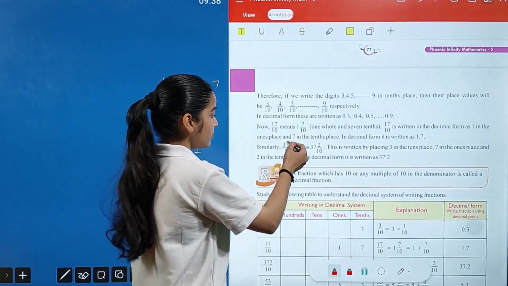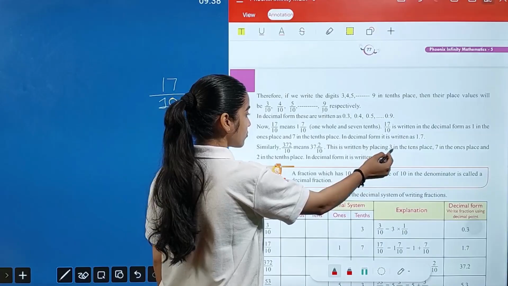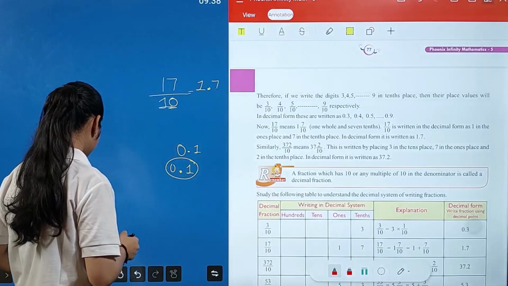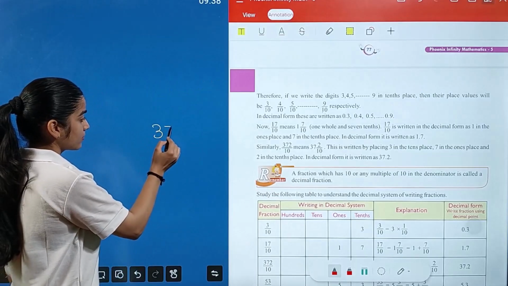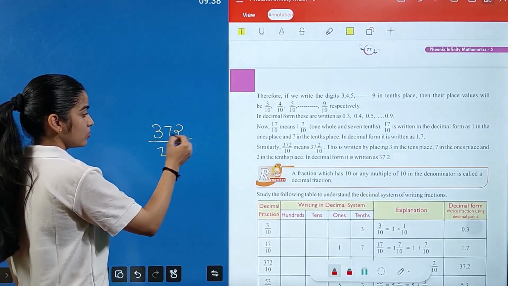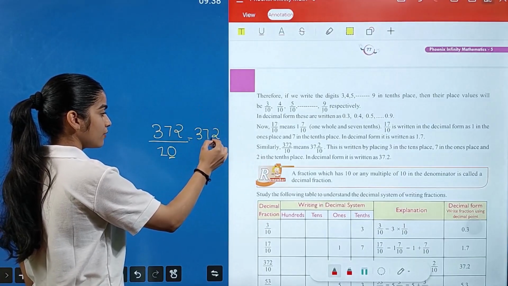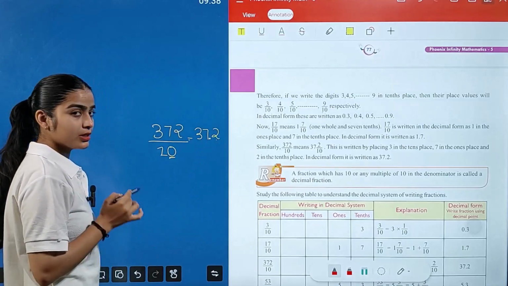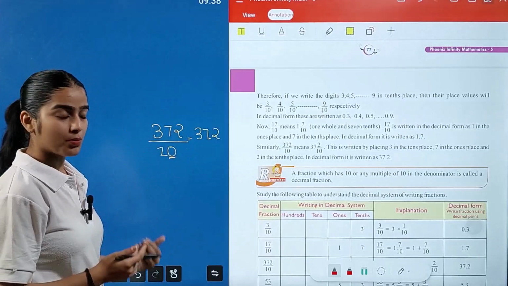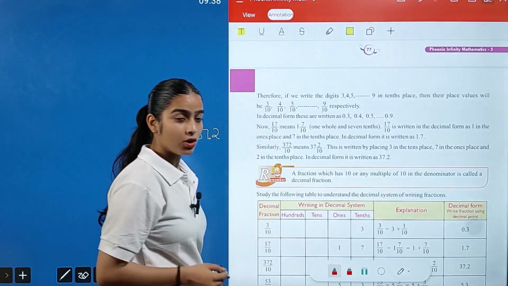Now similarly, 372/10 means 37 and 2/10. This is written by placing 3 in the tens place, 7 in the ones place and 2 in the 10th place. In decimal form again, how many zeros are there? Only 1. So first we write 3, 7, 2. Start your counting from the left hand side. 1. After 1, you just have to put a point. How many zeros you have will define where you have to mark your point on your numbers. Okay. So a fraction which has 10 or any multiple of 10 in the denominator is called a decimal.